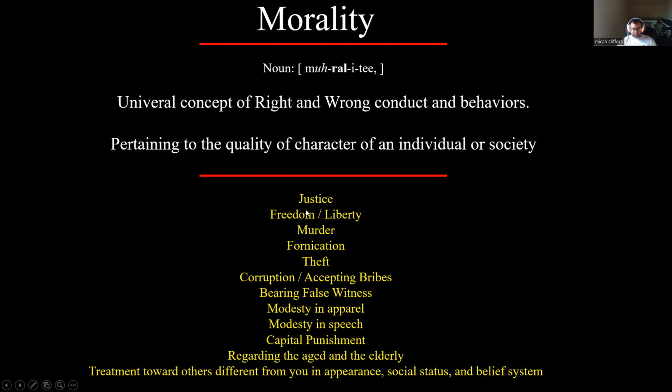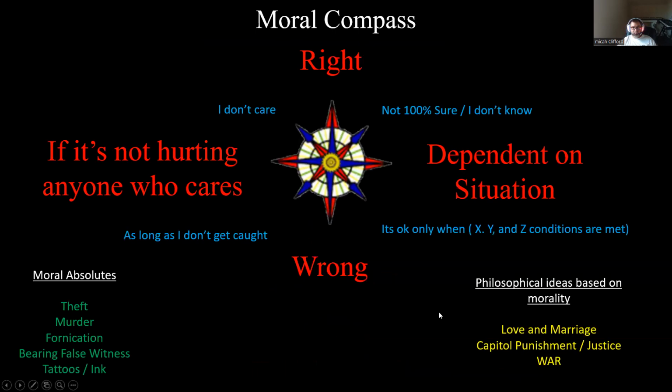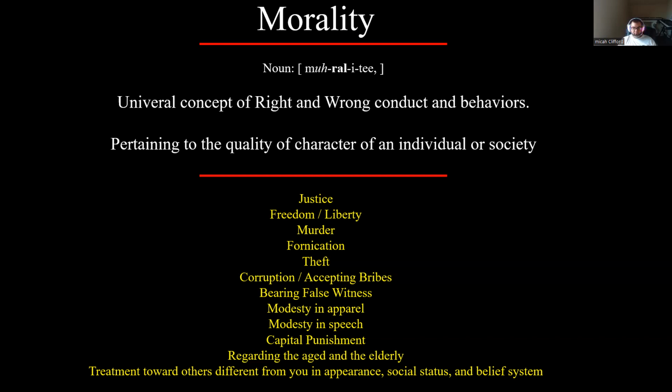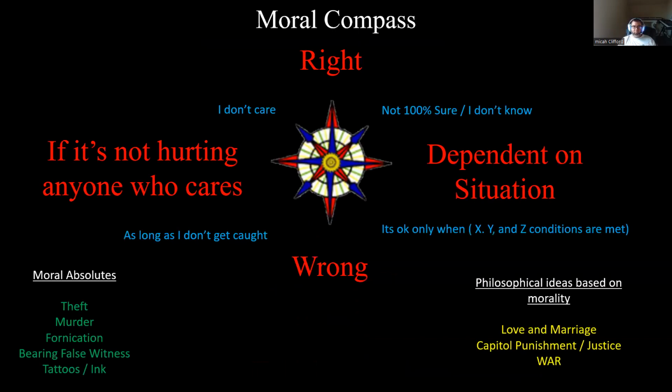So when dealing with these subjects, we're dealing with issues of morality. It's your moral compass, right? And go back a slide. Universal concept of right and wrong, quality of character of an individual. So everyone has a moral compass. Everyone has, there's right and there's wrong. Everyone has a different moral compass. Some things are right for some people, some things are wrong for others. But I just kind of put this together here. This is not absolute, this is not all encompassing, but I think it gets the point across, right?